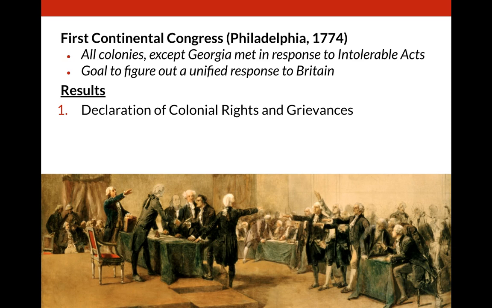So the first result of the First Continental Congress is that they wrote the Declaration of Colonial Rights and Grievances, saying, hey, England, we have certain rights that we believe we have, and these are some things that we don't like. A grievance is a complaint. So they did write down their complaints against England. Primarily, the Intolerable Acts was one of those complaints.